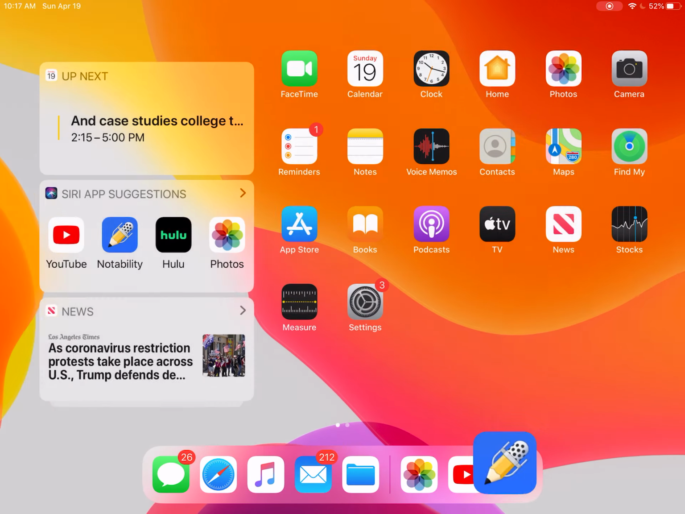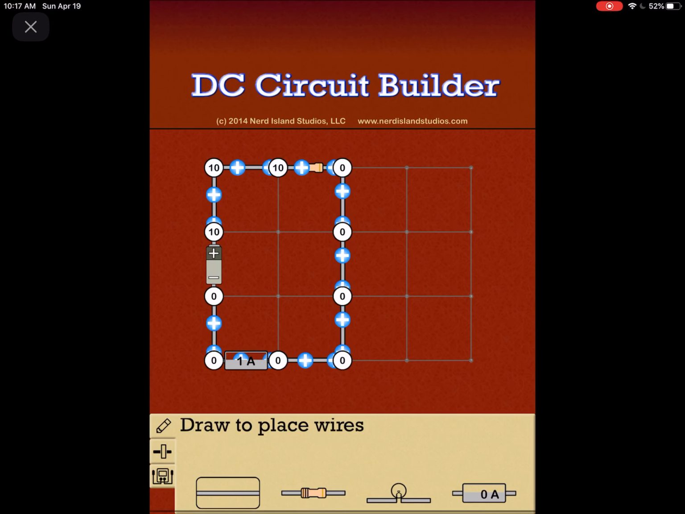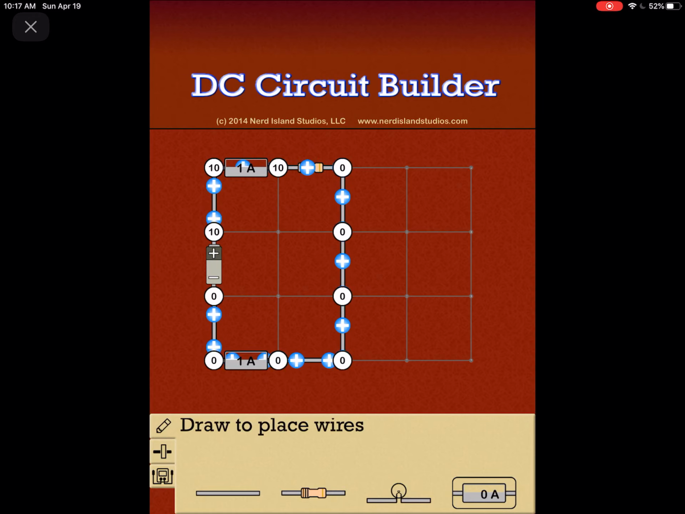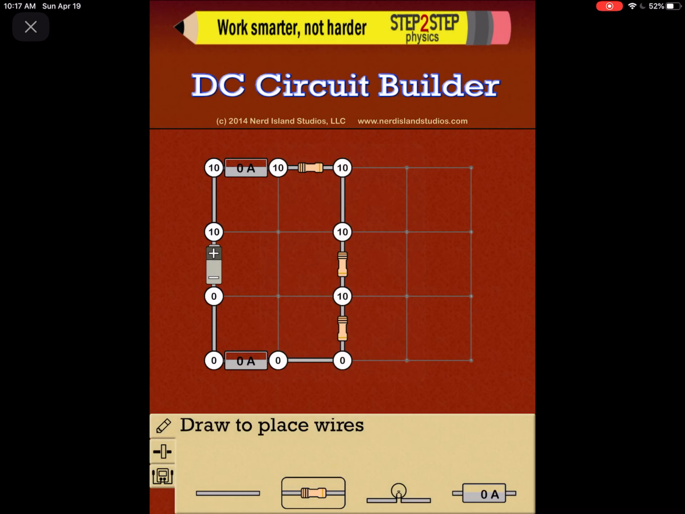Okay, so let's look back at the simulation real quick. Okay, so again, we want to think about using these ammeters. Okay, you can put them in various places in the circuit. Okay, and as I add more resistors, I want to look and see what is happening to the current in the circuit. Okay, the more resistors that I add, what's happening to the current in the circuit.